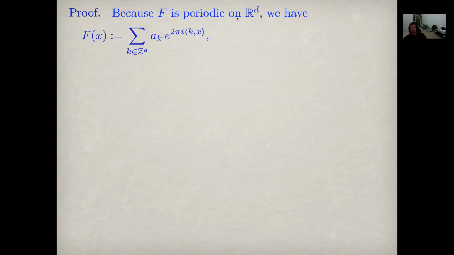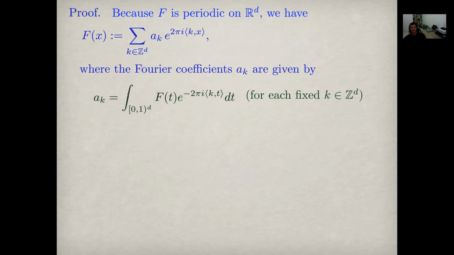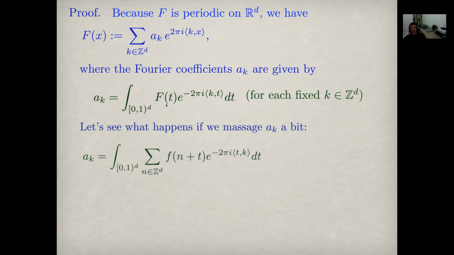So because f is periodic, we have this Fourier series. Let's compute the Fourier coefficients. We know that they have this form, the integral over the cube of f of t against the exponential for each k integer vector. And so let's see what happens if we massage a_k a little bit. First, we can plug in capital F of t. Well, the definition of capital F of t is an infinite sum of little f of n plus t over n, integer vectors.